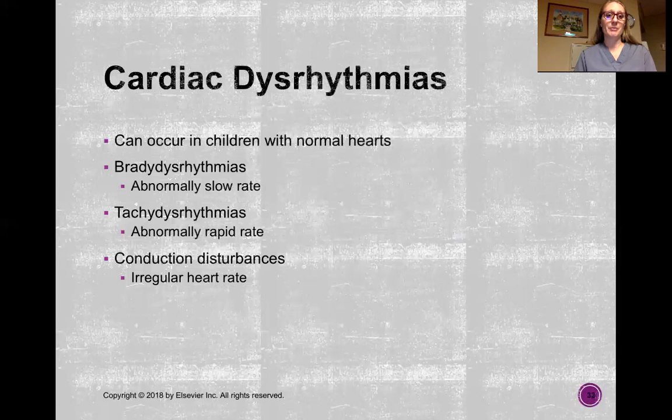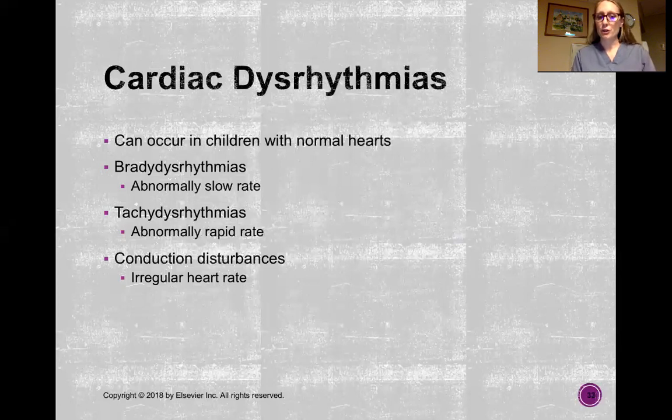Dysrhythmias are another type of cardiac dysfunction. And the difference with children and adults is that in children, dysrhythmias can occur with normal hearts. So even if there is no defect, then we might still have a dysrhythmia in a child. Typically adults, there's some sort of damage that has occurred to the heart, whereas in children that isn't necessarily the case. It does often occur, though, with congenital defects.